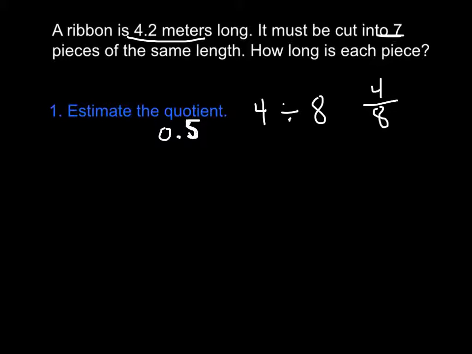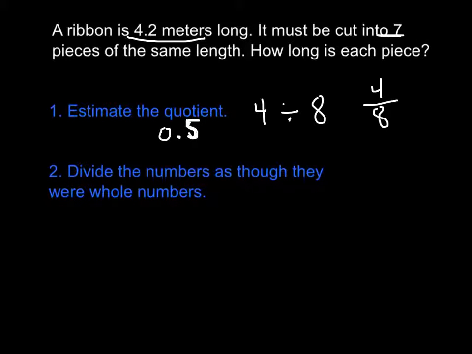Then, looking down at the steps, my next step, just like we did before, instead of multiplying now, is divide the numbers as though they were whole numbers. So I could take the number 42 divided by 7. And that one's an easy one. I know 7 times 6 is 42. So I have the number 6 here.